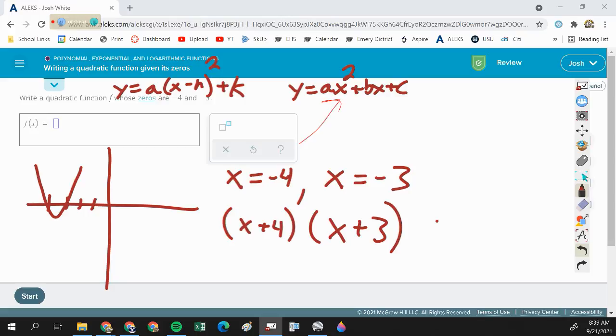Now what? Multiply those together. And we have x squared plus 7x plus 12. Now that's not the only version. That's the one we're going to plug in.